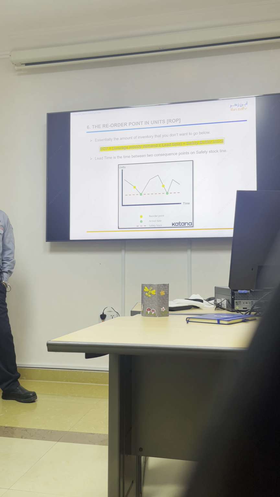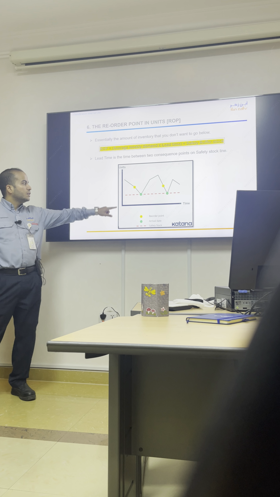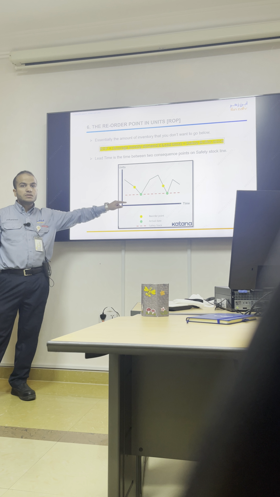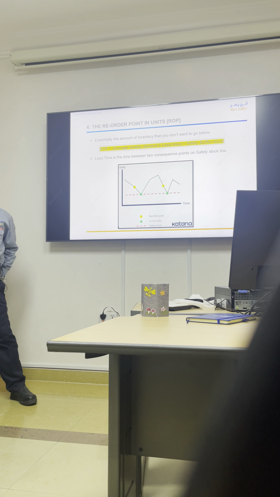So the ROP is equal to average weekly demand multiplied by lead time plus safety buffer stock. And if you see here, lead time is the time between the order point and the safety stock line. So here in yellow color the order point, green color arrival date, and dashed red is safety stock. So we need to keep the reorder point not lower than this line, otherwise our inventory will be impacted.